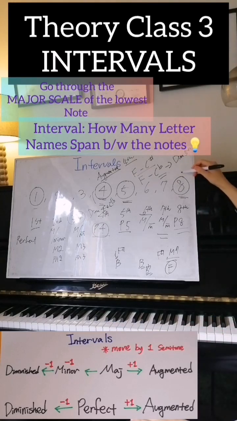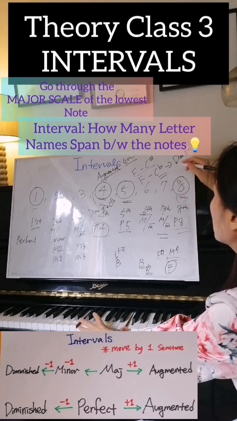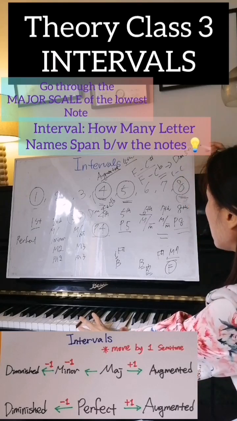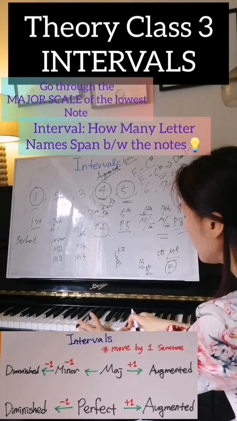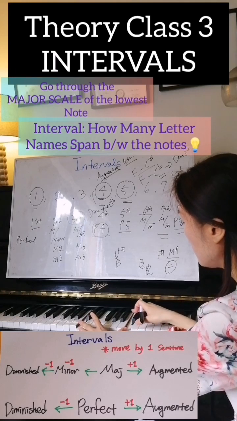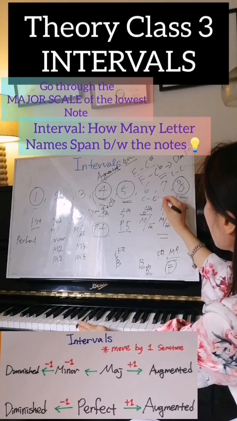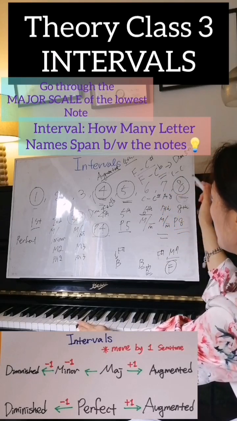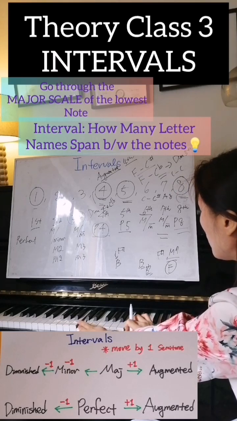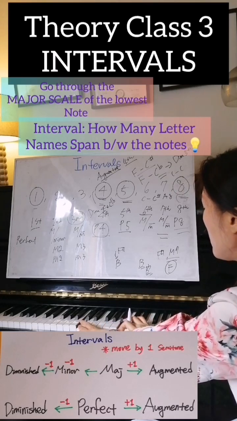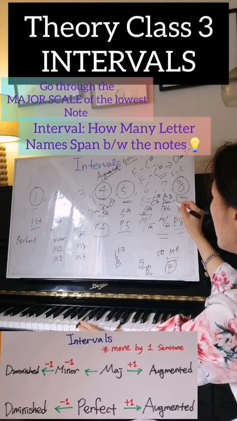Now we're trying to do eighth. Eighth is easy. So C to C. Let's try in C major. C to C is perfect eighth. Now I'm trying to raise the note by one semitone. So C to C sharp becomes augmented eighth. Now back to perfect eighth. I'm trying to lower the note by one semitone, which is a C flat. So C to C flat becomes diminished eighth.